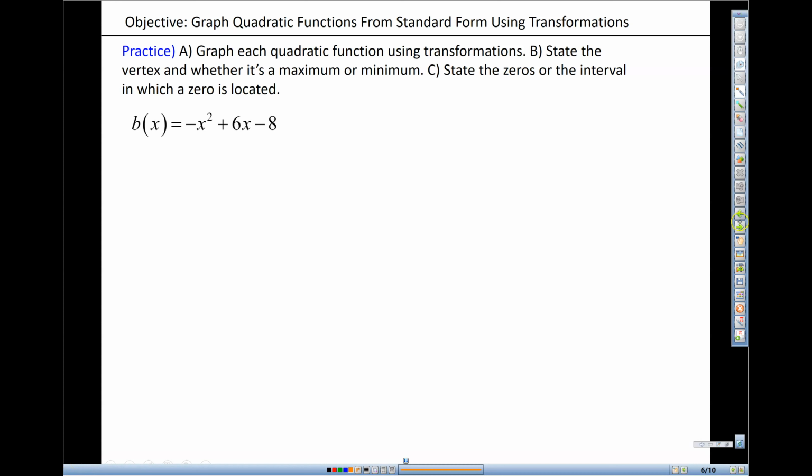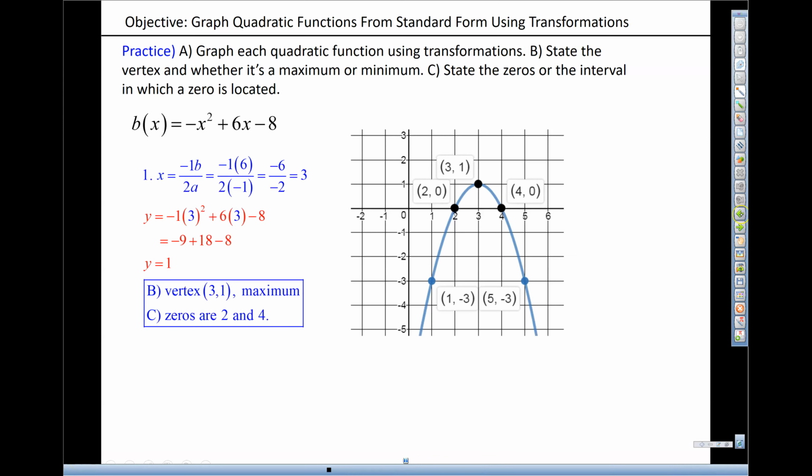All right, let's take a look at it. So hopefully you came up with a vertex here of 3, 1. The math here is shown for X and Y if you need it. And this time it's a maximum because your A value is -1 here. So being negative, that means that we have a reflection across the x-axis, putting our vertex at the top. And then the absolute value of 1 is 1, so there's no stretch, no compression. So all we have is the reflection.